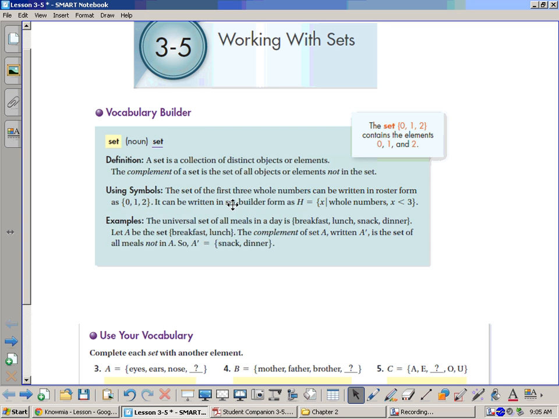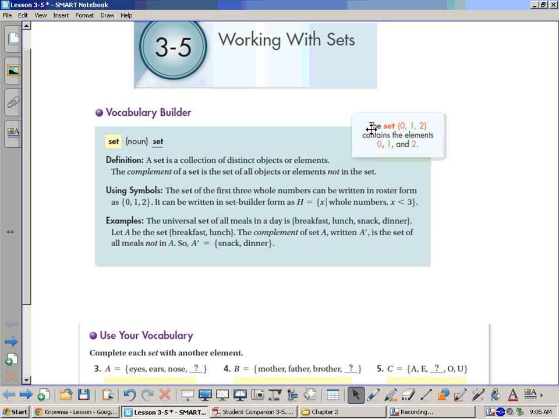The definition of a set here is going to be: a set is a collection of distinct objects or elements. So it's typically written as a list of things. We're also going to talk about what a complement to a set is. And the complement is just going to be everything that's not in that set. So a complement to a set is the set of all objects or elements not in it.